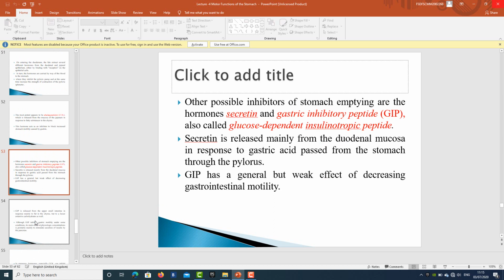Now, other possible inhibitors of stomach emptying are secretin and gastric inhibitory peptide, also called glucose-dependent insulinotropic peptide. Secretin is released mainly from the duodenal mucosa in response to gastric acid passed from the stomach through the pylorus. GIP has a general but weak effect of decreasing GIT motility.